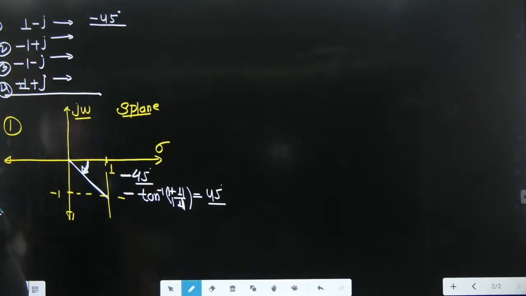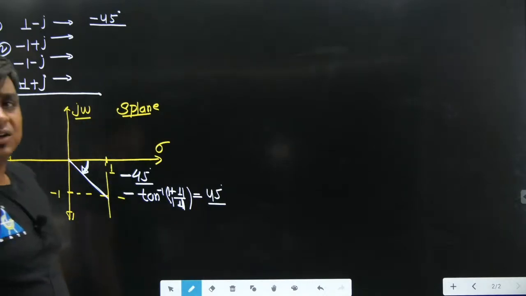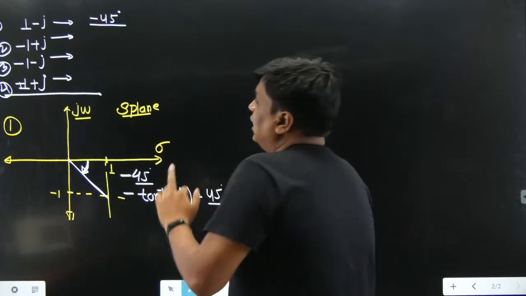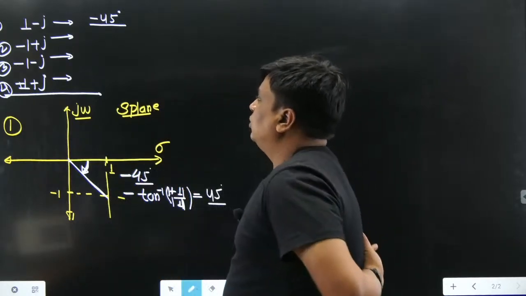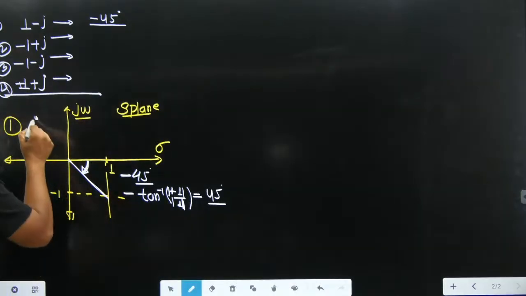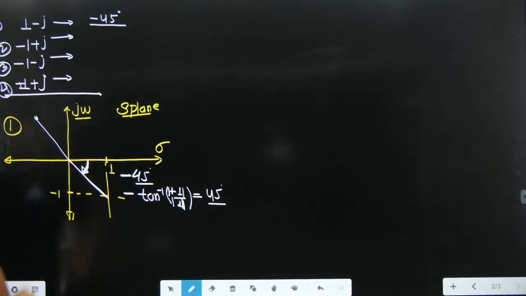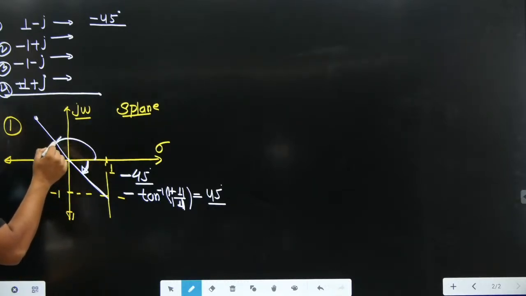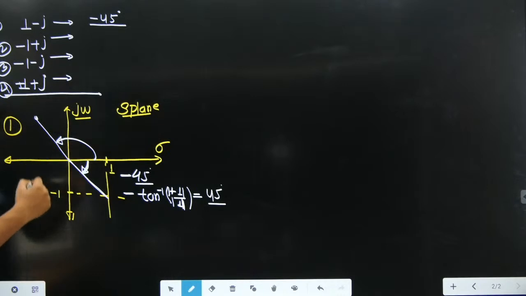If I take the reference of the second question, where the real part is negative, obviously it would be in the second or third quadrant, and the imaginary part is positive. What does that mean? That means the point is located somewhere here. Again, what we are going to do is connect this point to the origin, and from the positive sigma axis I would take either the anti-clockwise path or the clockwise path, and from there I would try to get its angle.